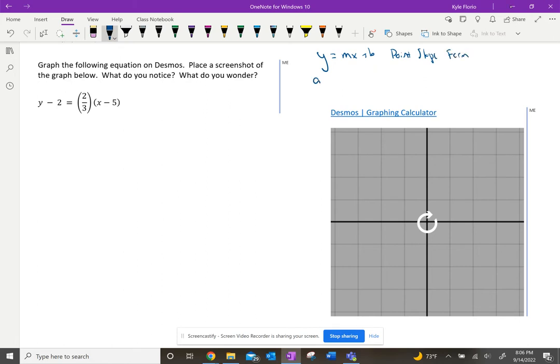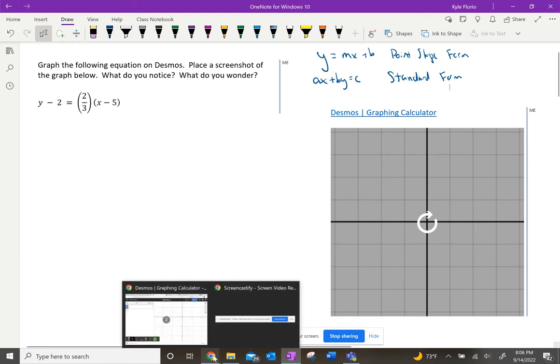The other one that you guys worked with a couple times last week was standard form, Ax plus By equals C. That's what we call it, standard form. And this is a new one, but I'm going to leave it alone for now. So let's open up Desmos and put that equation in.